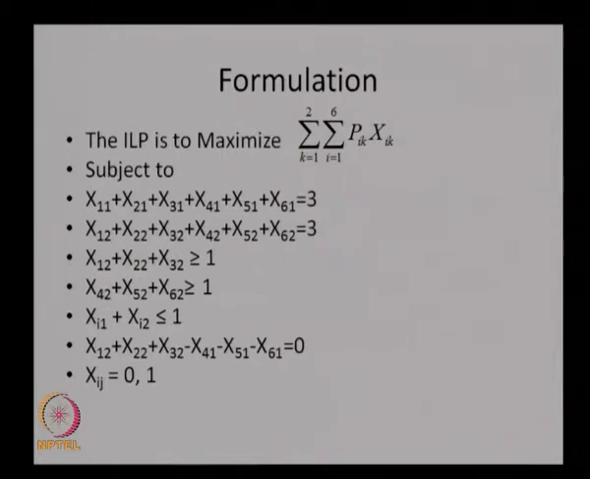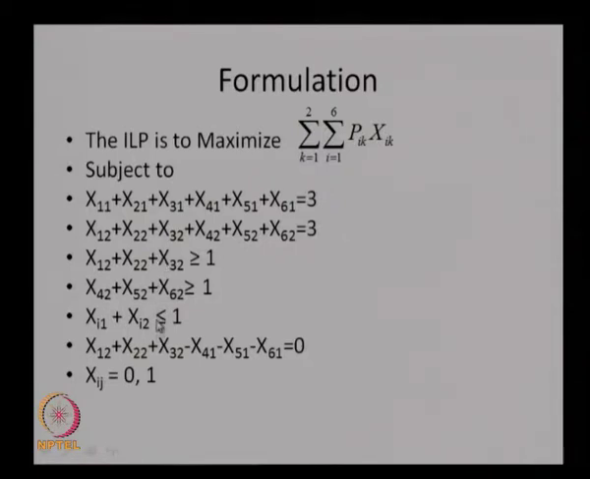x11 plus x21 plus x31 plus x41 plus x51 plus x61 equal to 3. So at the end of the allocation, I should have 3 people working in the old cell. In this case, I have 3 people working in the new cell. The new cell should have at least 1 experienced operator. The new cell should have at least 1 new operator, which comes from this constraint. The new cell should have at least 1 experienced operator.